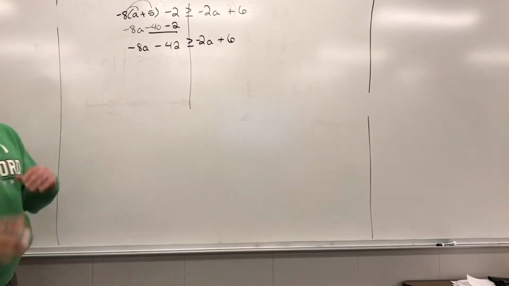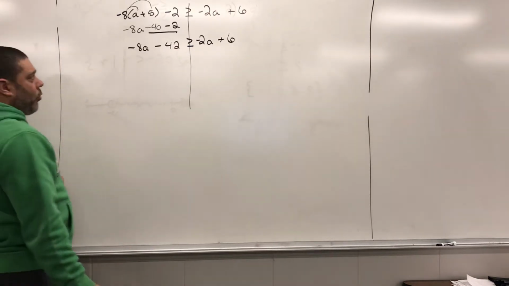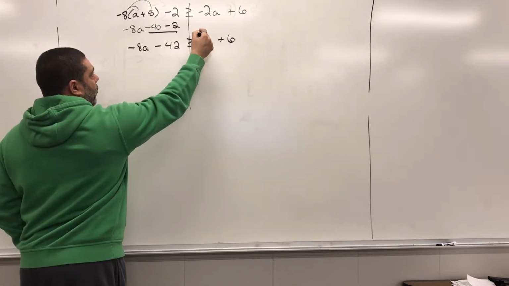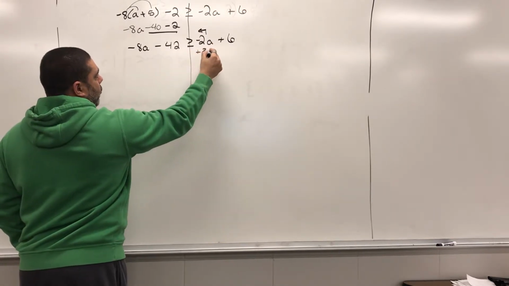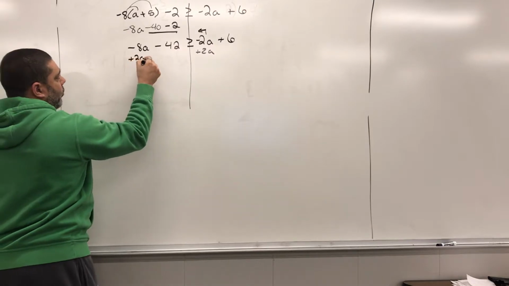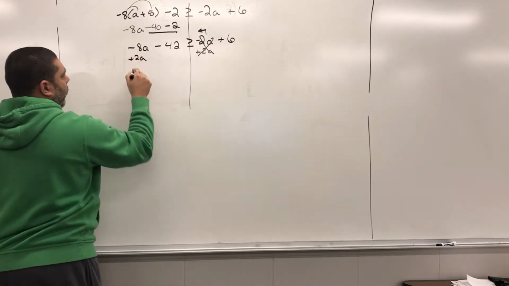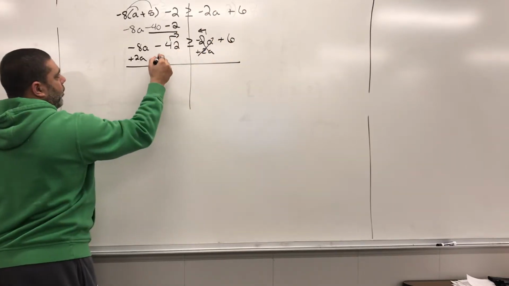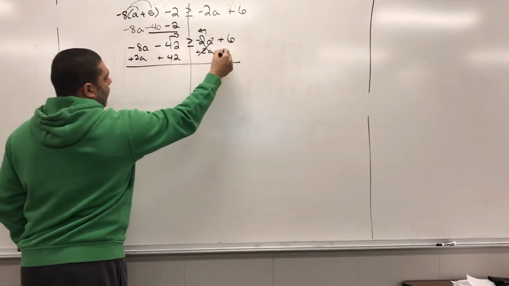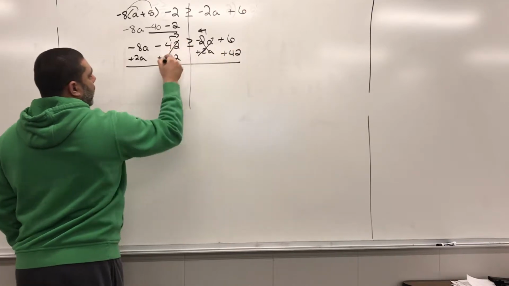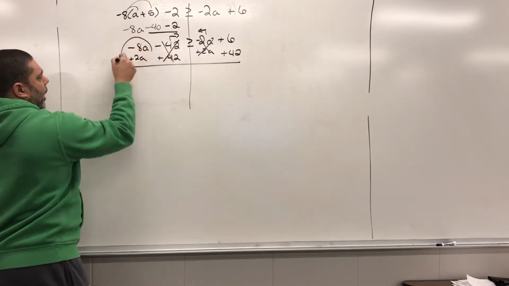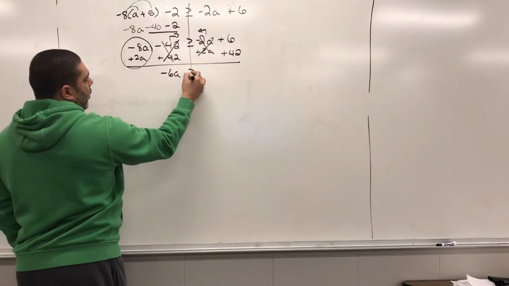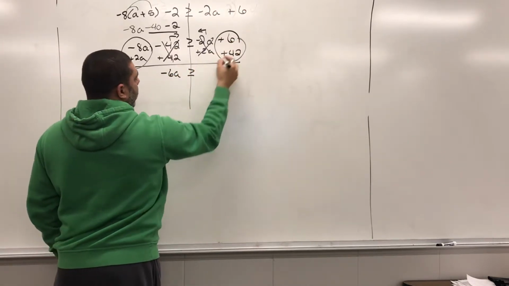And now it's time to start organizing things around. I need my A's on one side, okay, non-A's on the other. So I'm going to move this to the left. This will be plus 2A on both sides. And that's going to be 0. I'm going to move the negative 42 because those need to be on the right. So I add positive 42 on both sides. That's 0. And I'm going to add my A's up. Now that they're on the same side, I got negative 6A greater than or equal to 48.